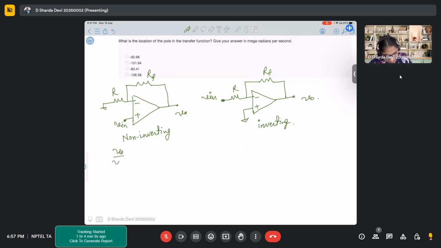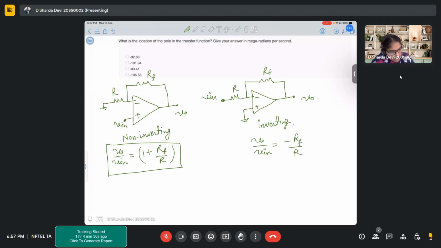So for non-inverting configuration, how do you write your gain? V out by Vn. We write it as 1 plus Rs upon R. You can simply solve it using KCL and KVL and you will get this formula. You can also remember this. These are not very difficult. Similarly, for inverting configuration, the gain you get is minus Rs upon R. So this is for inverting configuration and this is for non-inverting configuration.